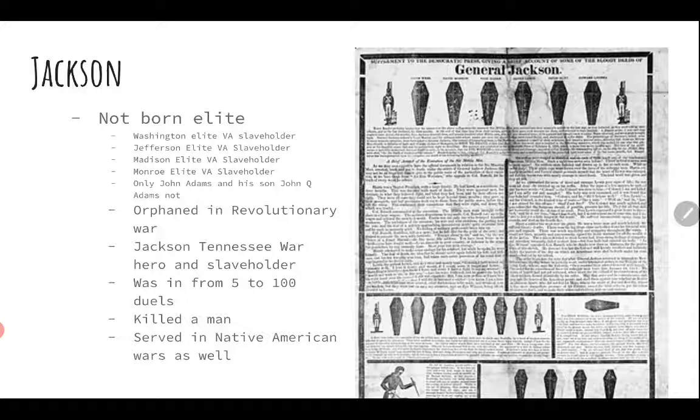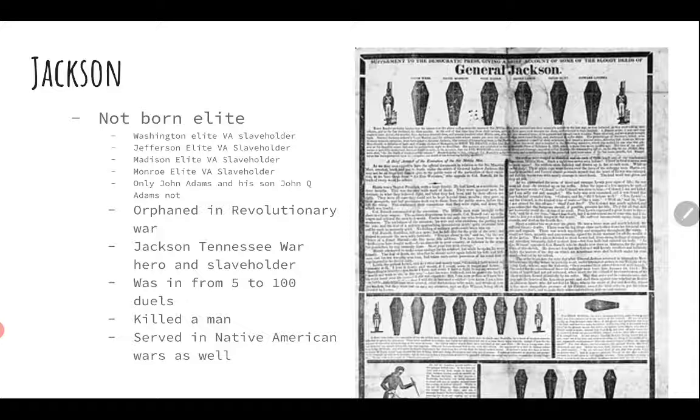But Jackson is really benefiting from the fact that he was not born an elite. If we go through our presidents: Washington, elite Virginia slaveholder; Jefferson, elite Virginia slaveholder; Madison, elite Virginia slaveholder; Monroe, elite Virginia slaveholder. Only John Adams and his son, John Q. Adams, which he's fighting against, were not Virginia slaveholders.